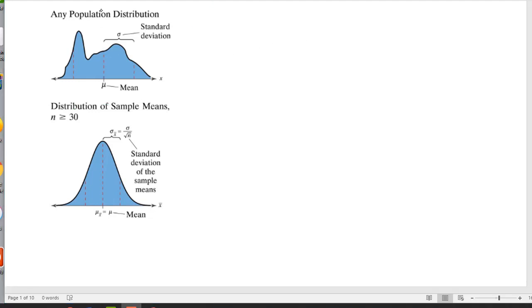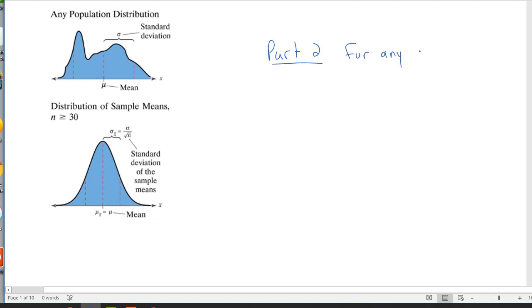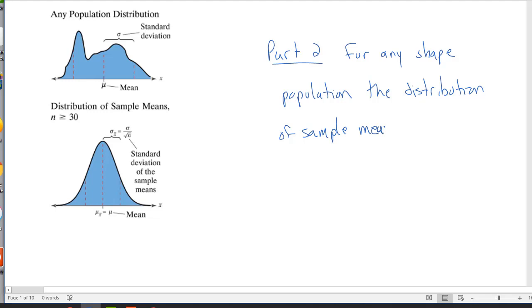All right, so again, let's write this down. So for the central limit theorem, let's say part 2. It says for any shape population, the distribution of sample means will be approximately normal. I'm just going to say will be normally distributed.